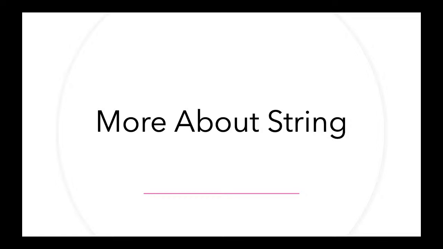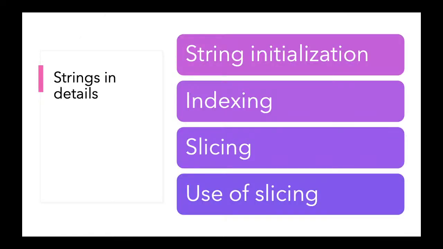So in string, what all are we going to see? We are going to see what is string, how we initialize strings. There is a term indexing, very commonly used in Python. Then there is slicing, and what is the use of slicing?